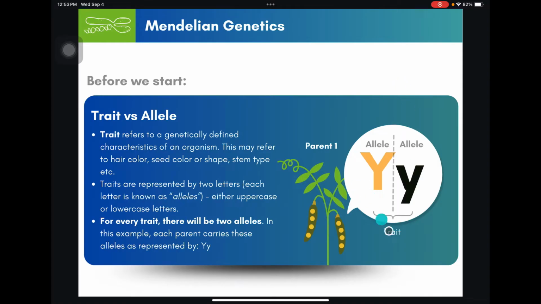In each given trait, do take note that they contain two alleles. This example is a trait for the color of the peas. Let's say this is a pea color trait, and in each trait it contains two different alleles, each of which is represented by an uppercase letter or a lowercase letter, or two uppercase letters or two lowercase letters. It depends on the organism.